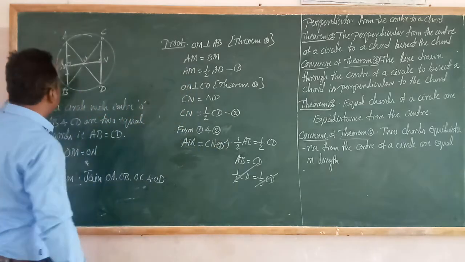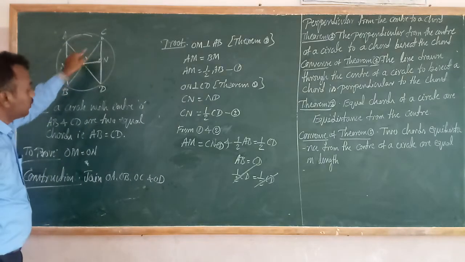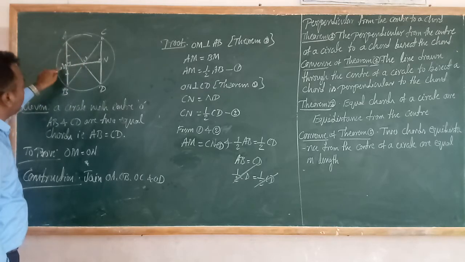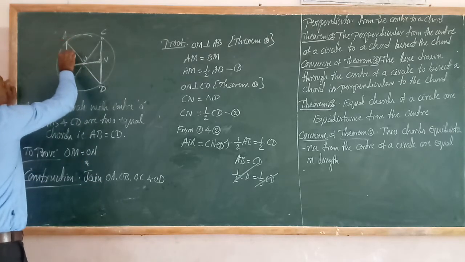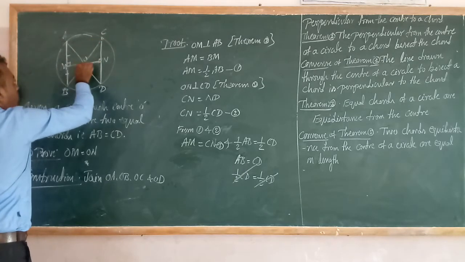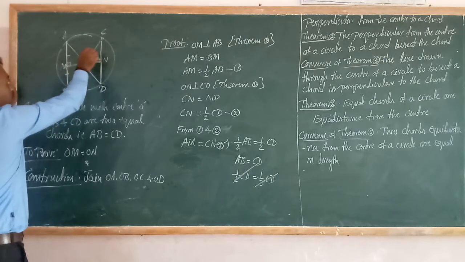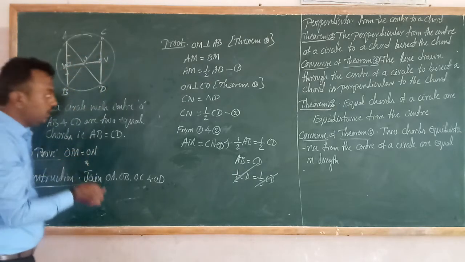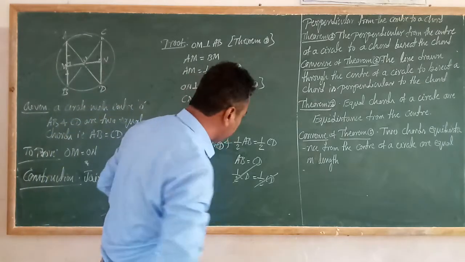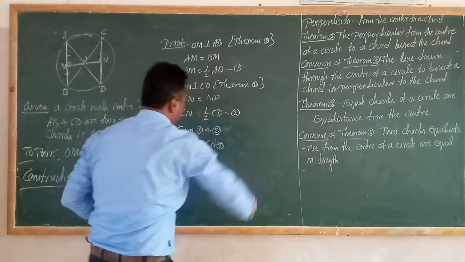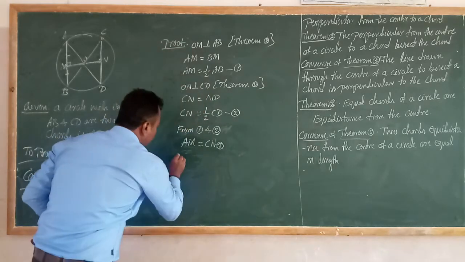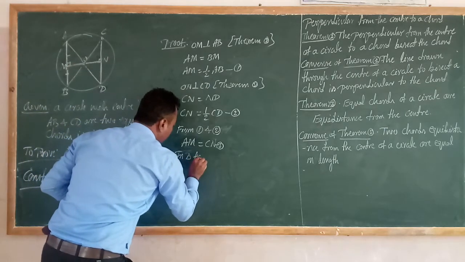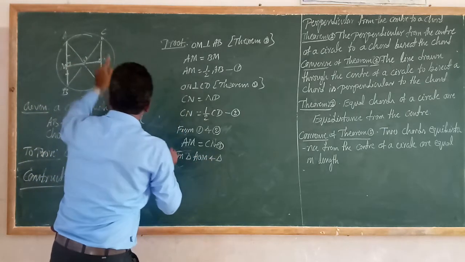Now students, we have to consider the triangles AOB and COD. After that, you have to consider AMO and CON. We have to consider these two triangles. When the two triangles are congruent, automatically OM is equal to ON by CPCT. Okay, so in triangle AOM and triangle CON.